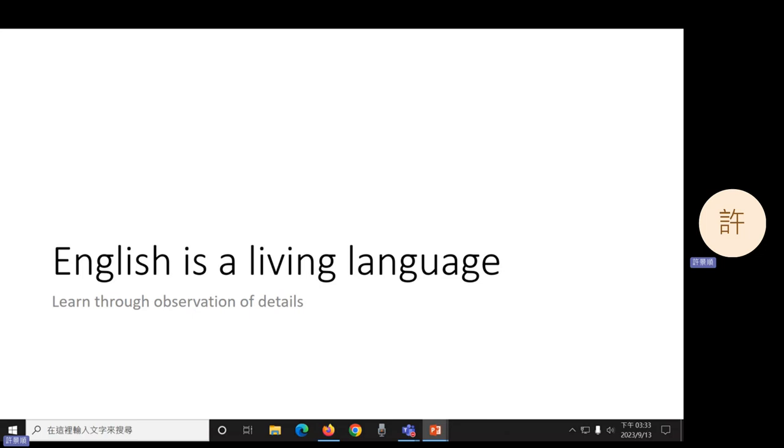And this is also why English is full of exceptions, 例外, right? Think about when you learned grammar in the past. The teacher always said, this is the rule, but these are the exceptions. And this is why. Nobody is in control. And the best way to learn the exceptions is also observation. So this applies to words, grammar, and even pronunciation, 发音.